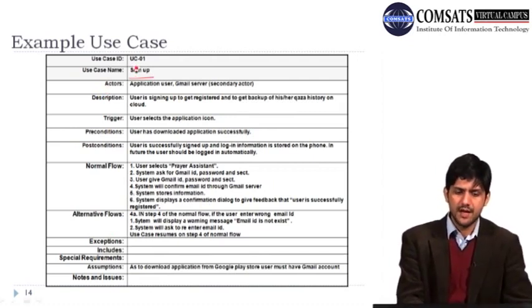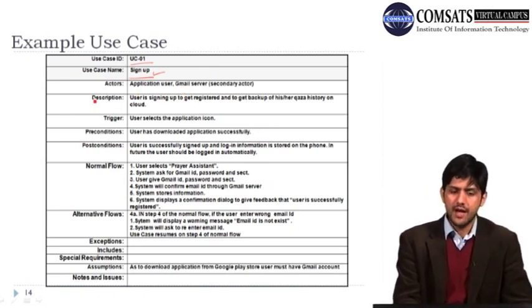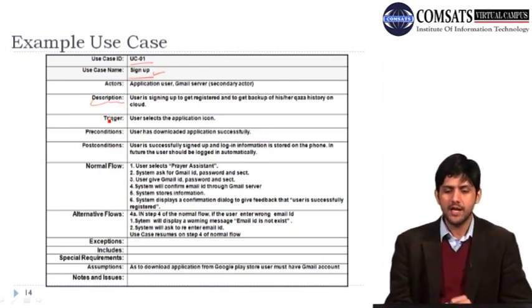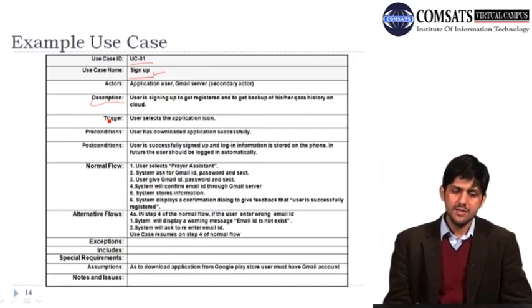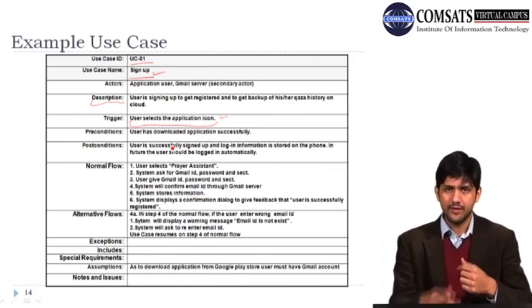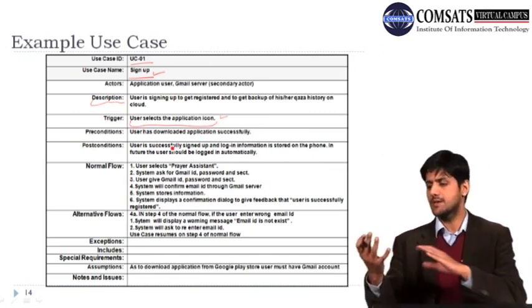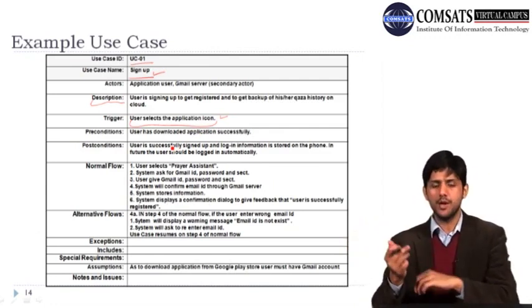We have this use case ID, we have the use case name written here, then we have actors, which is the application user, and we have the Gmail server, which is maybe a secondary actor, and then we have this description: the user is signing up to get registered and to get backup of his or her history on the cloud. And the user selects the application icon. This is the trigger, for example when the user is using this application for the first time, and he clicks or taps on this particular application.